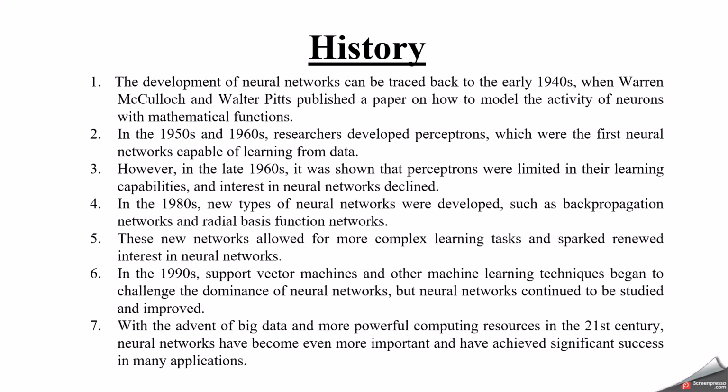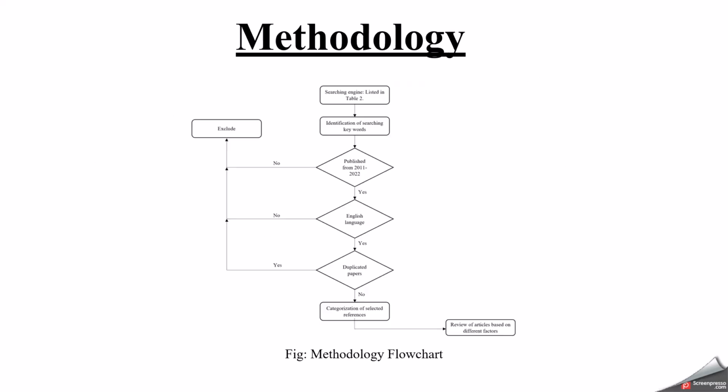In the 1990s, support vector machines and other machine learning techniques began to challenge the dominance of neural networks, but neural networks continued to be studied and improved. With the advent of big data and more powerful computing resources in the 21st century, neural networks have become even more important and have achieved significant success in many applications.